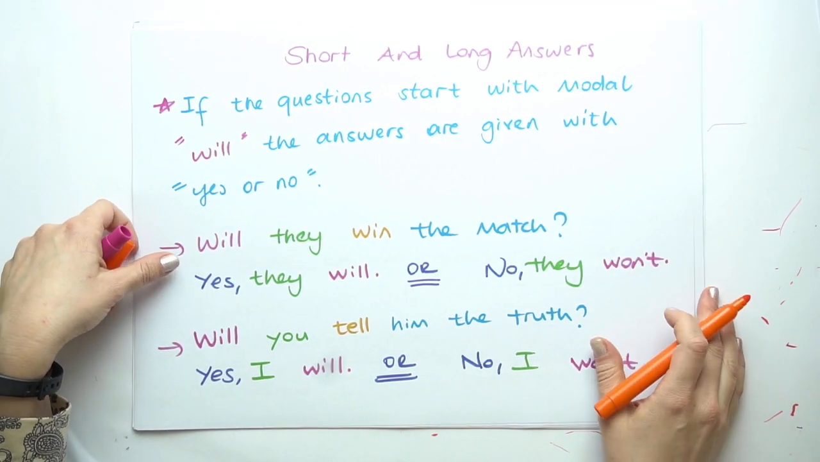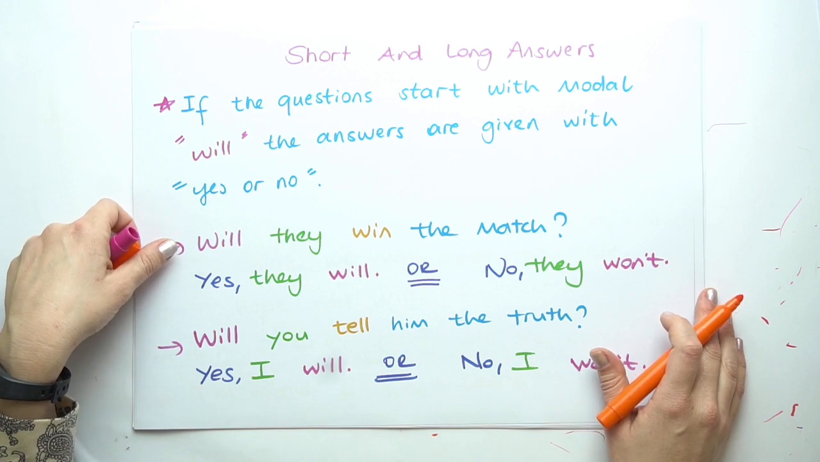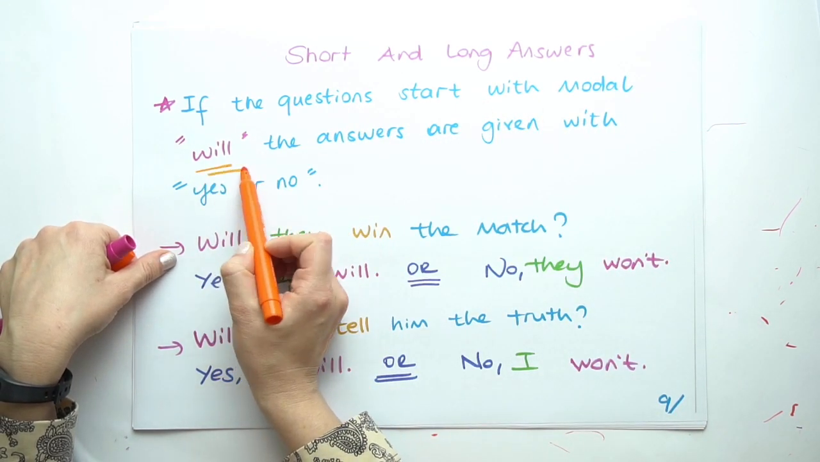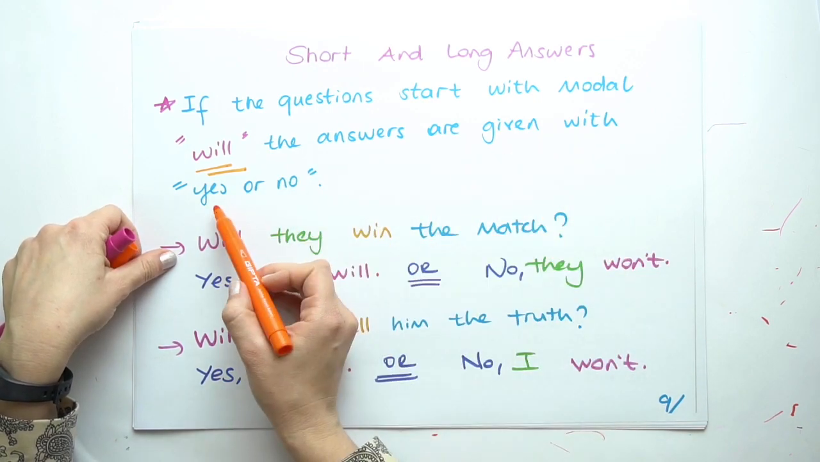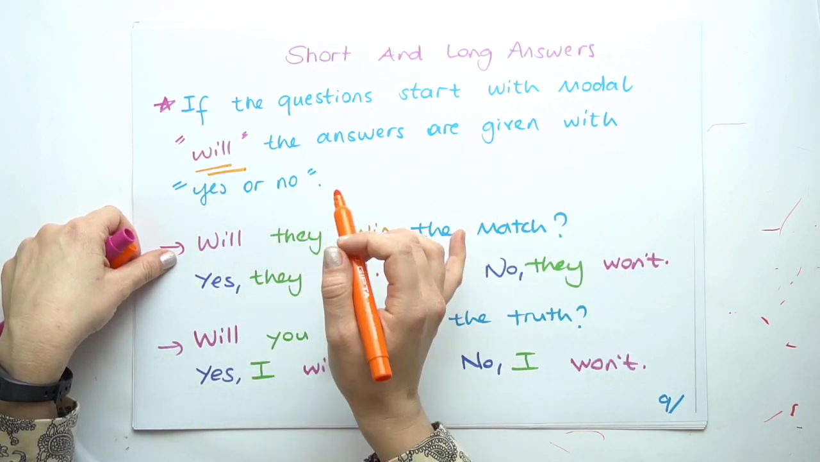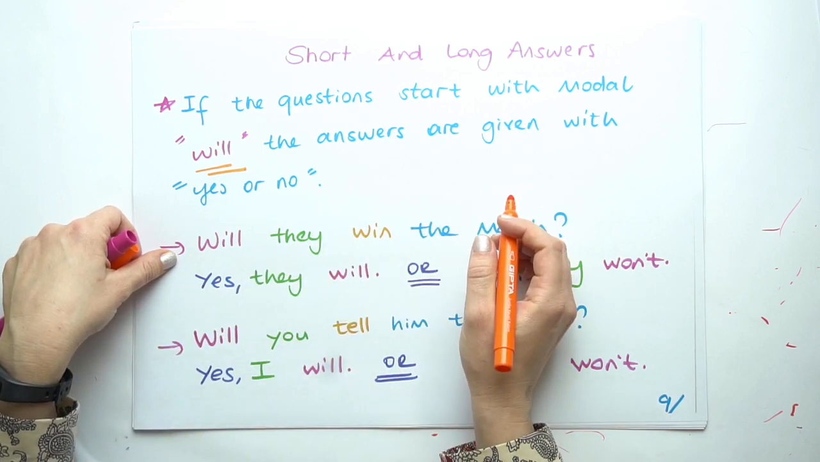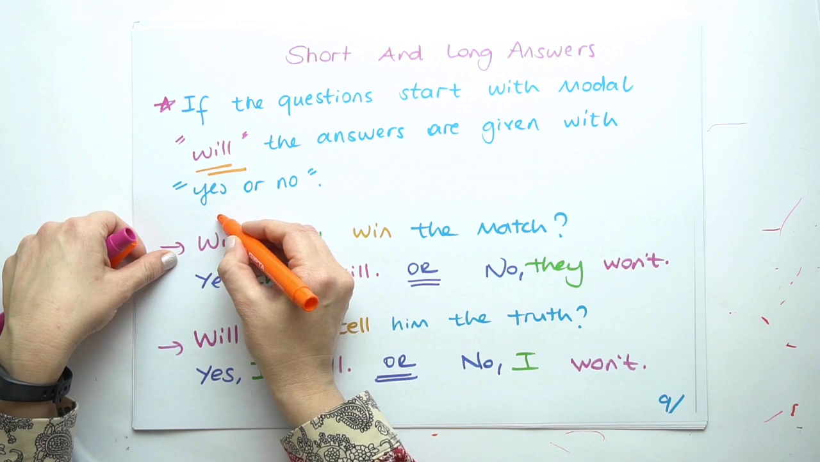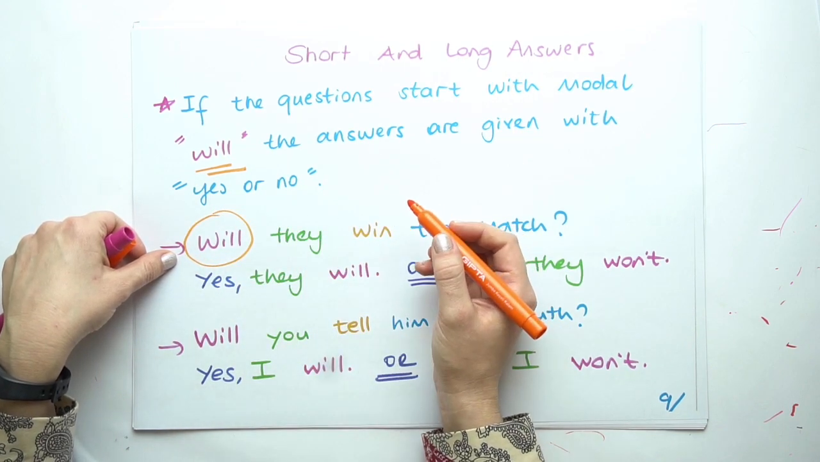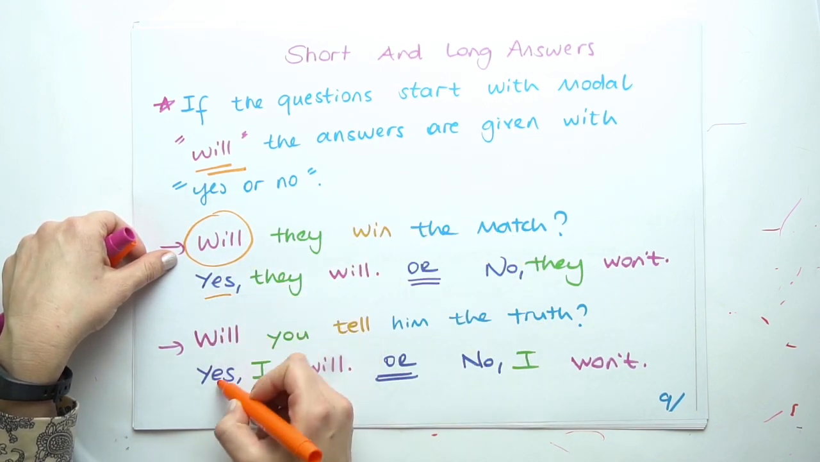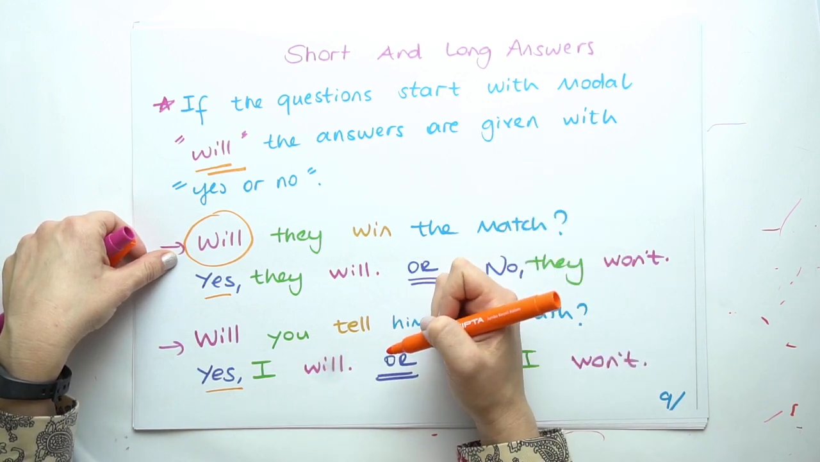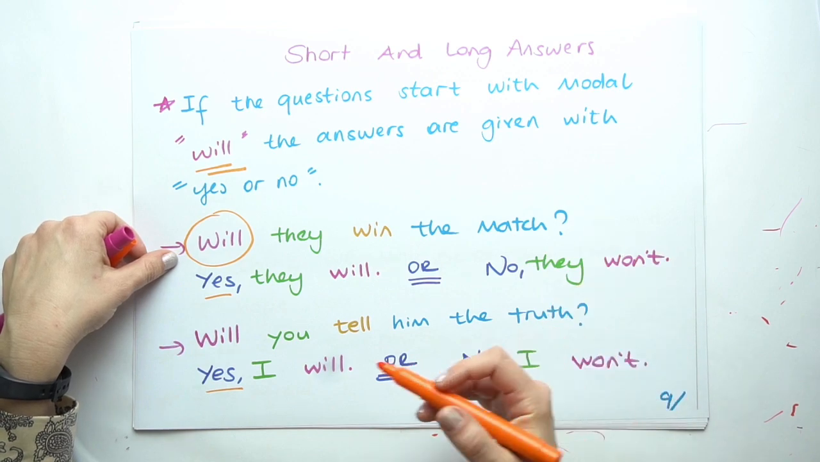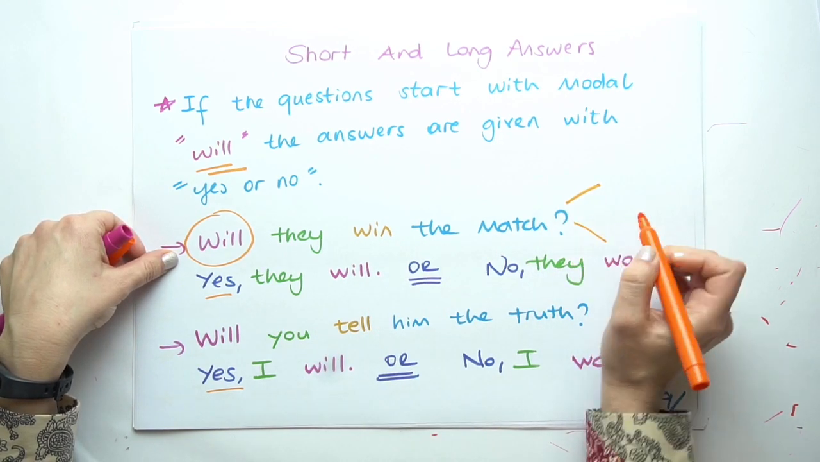Now let's take a look at the short and long answers. If the questions start with the modal will, the answers are given with yes or no. This rule applies for all of the questions in English. If a question starts with a helping verb or a modal, the answers are always yes or no. Now let's take a look at the examples. Will they win the match? So there are two options, yes or no.